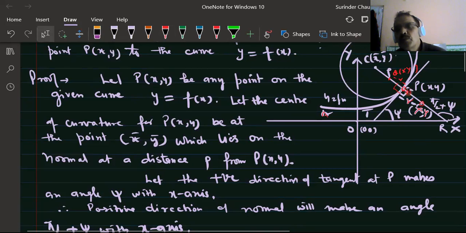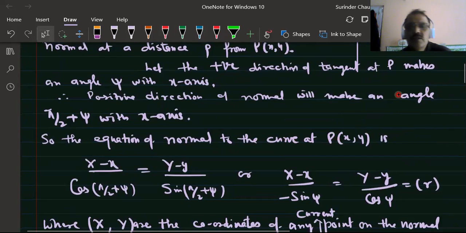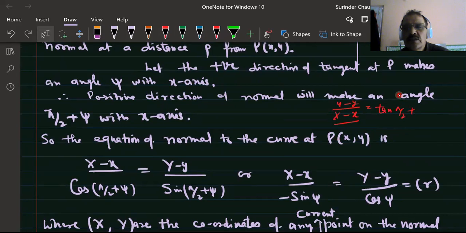The slope of the line will be (small y minus capital Y) upon (small x minus capital X), which is equal to tangent of pi by 2 plus psi. Simplifying, we can write (capital X minus small x) upon (capital Y minus small y) equal to tangent of pi by 2 plus psi. If we interchange them, we obtain the equation for the slope of the normal.